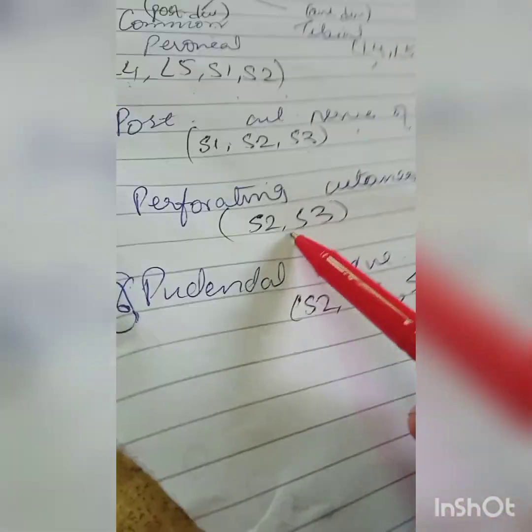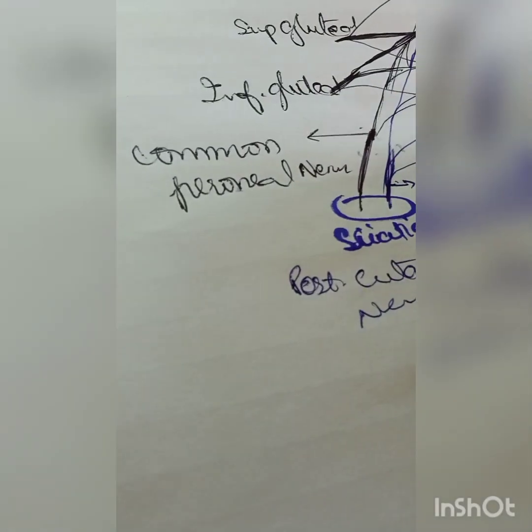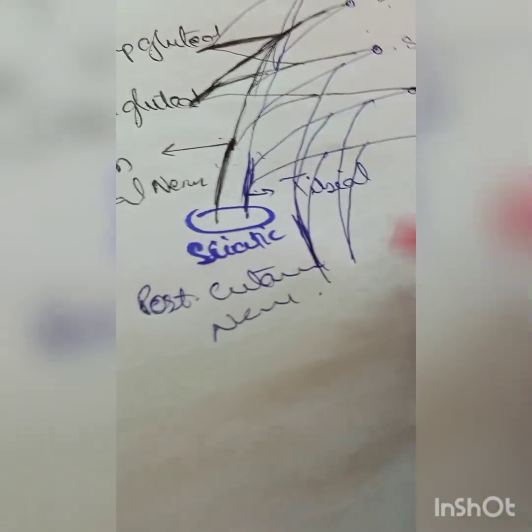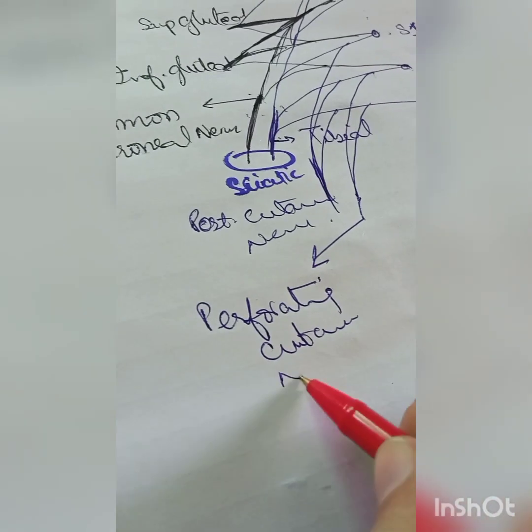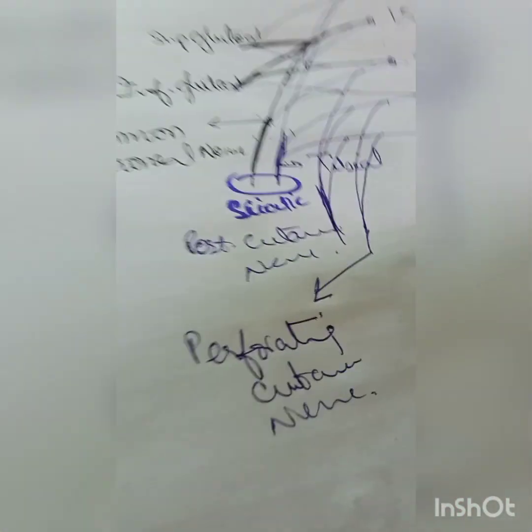Then the next one, the perforating cutaneous nerve, S2, S3. Luckily, all the remaining ones will come out from the anterior division, S2 and S3. I am labeling it here as the perforating cutaneous nerve. And the last one is the pudendal nerve.